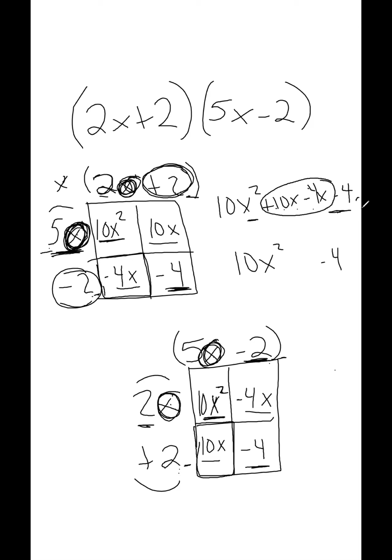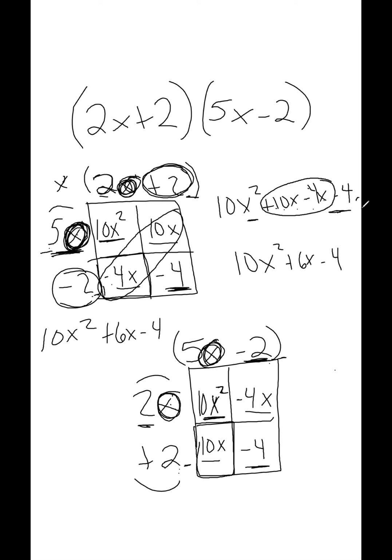10 minus 4 is positive 6. And then they both have x's, so they're just going to have an x with it. The other way you can look at this is you can circle the ones in the middle. So then you have 10x squared. 10 minus 4 is positive 6x. And then the negative 4 gets stuck on the end.